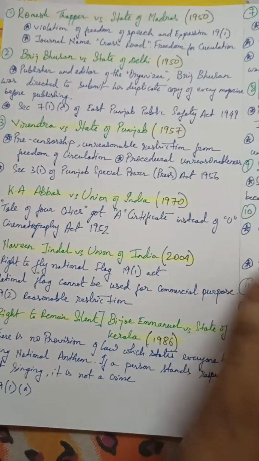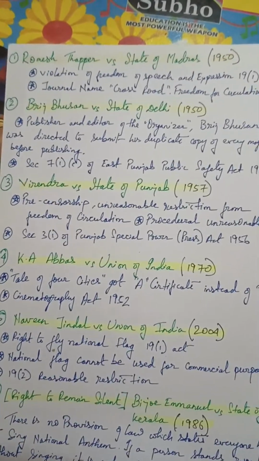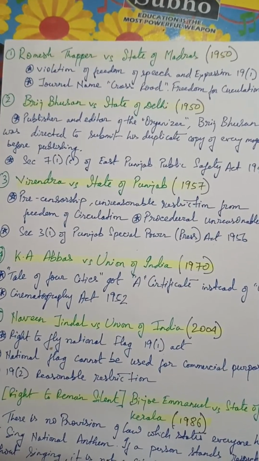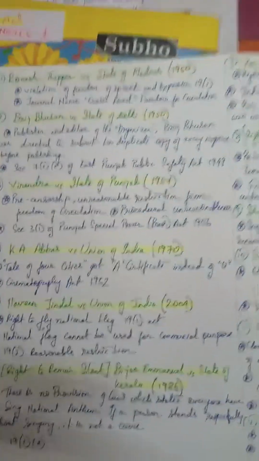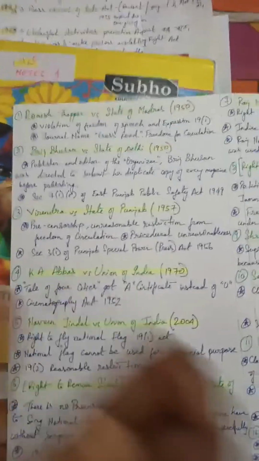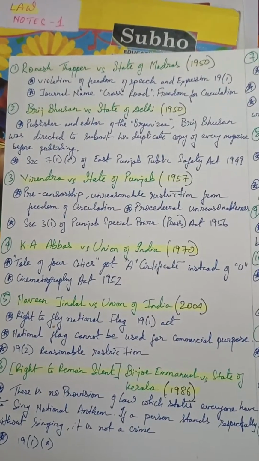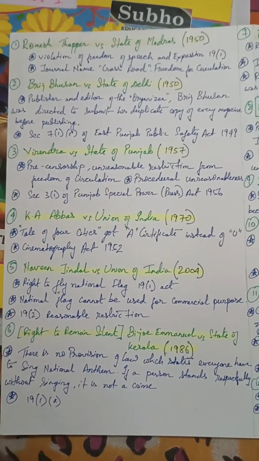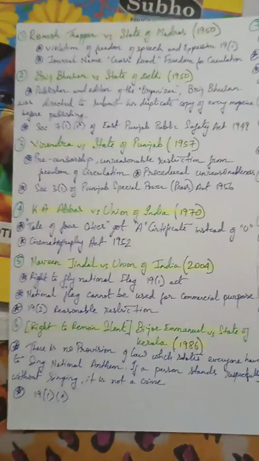Today we will be talking about the landmark cases of media law. So first things first, what has been given. Number one, Ramesh Thapar versus State of Madras. The first judgment case was Ramesh Thapar versus the State of Madras.